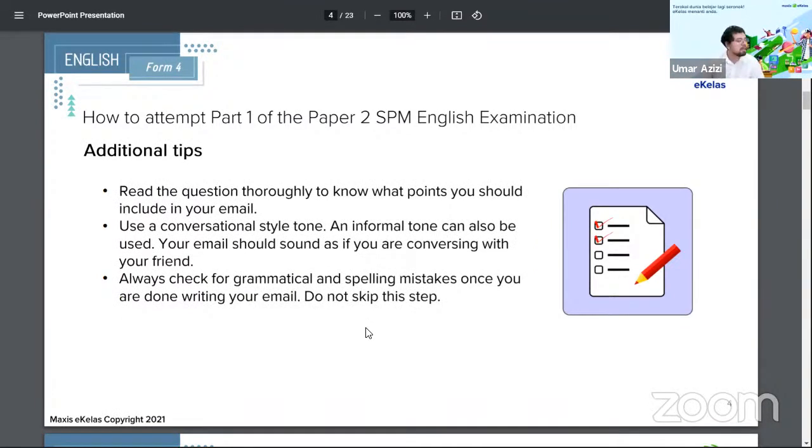Additional tips. Read the question thoroughly to know what points you should include in your email. So this is more to SPM related tips. You need to read the question thoroughly, because if you do not get the question right, you're going to answer, but the answer will not be on topic. And regardless of how well it was written, off-topic answers mean it's incorrect. So you're going to lose a lot of marks there.